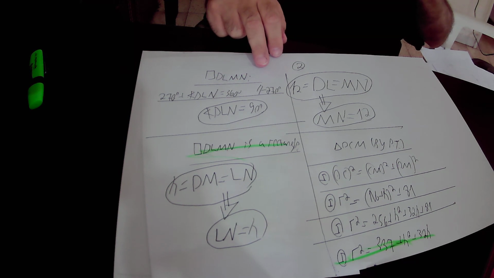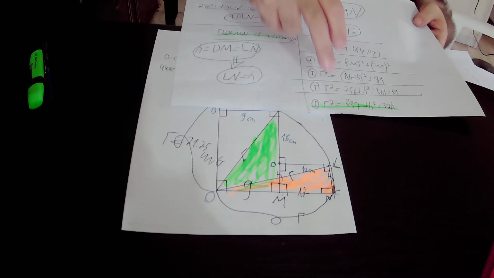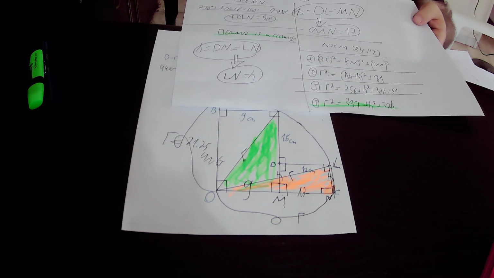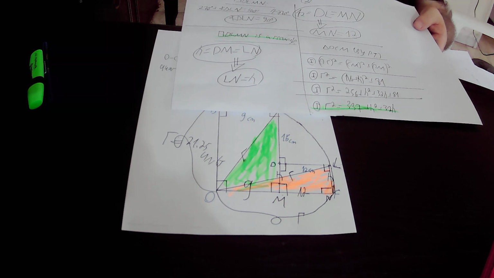equals 360 degrees minus 270 degrees. It is equal to 90 degrees. This angle is a right angle. Therefore, we found that inside quadrilateral DLMN we have 4 right angles. And any quadrilateral that has 4 right angles must be at least a rectangle, if not a square.